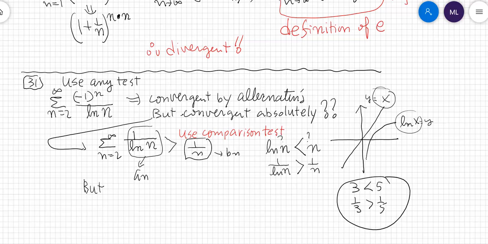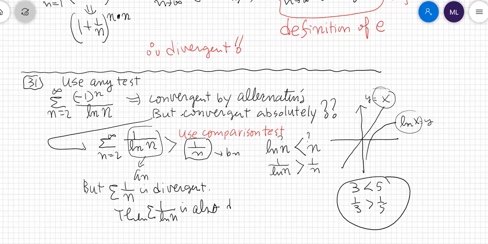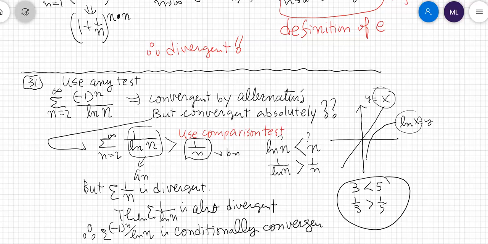But the summation of 1 over n is divergent. Okay? Then 1 over ln of n is also divergent. Okay? So finally, what's the conclusion? The series, the alternating ln n summation, is what? Conditionally convergent. Okay, very good question.